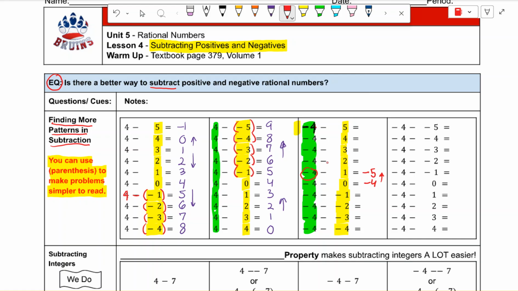So -4 minus 2 would be -6. -4 minus 3 is -7. -4 minus 4 is -8. And -4 minus 5 is -9. Now you can see what's happened here. Look at these two.